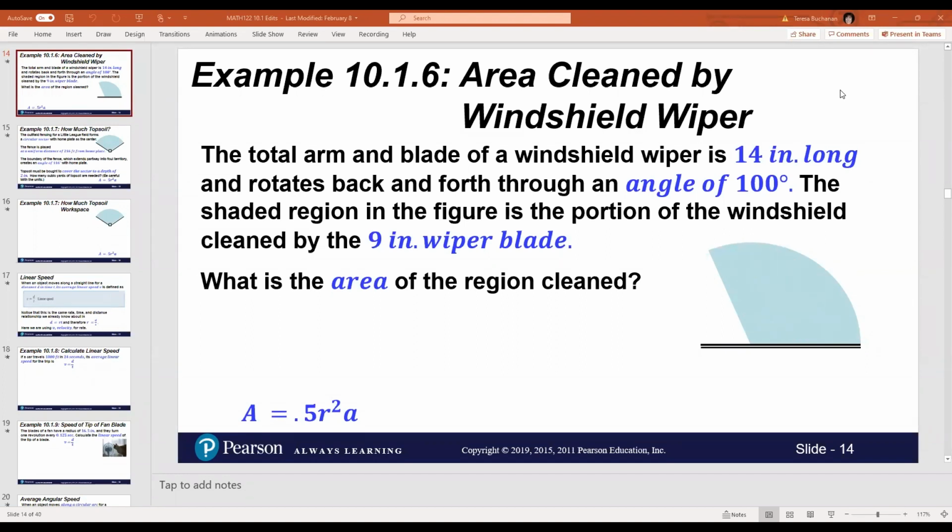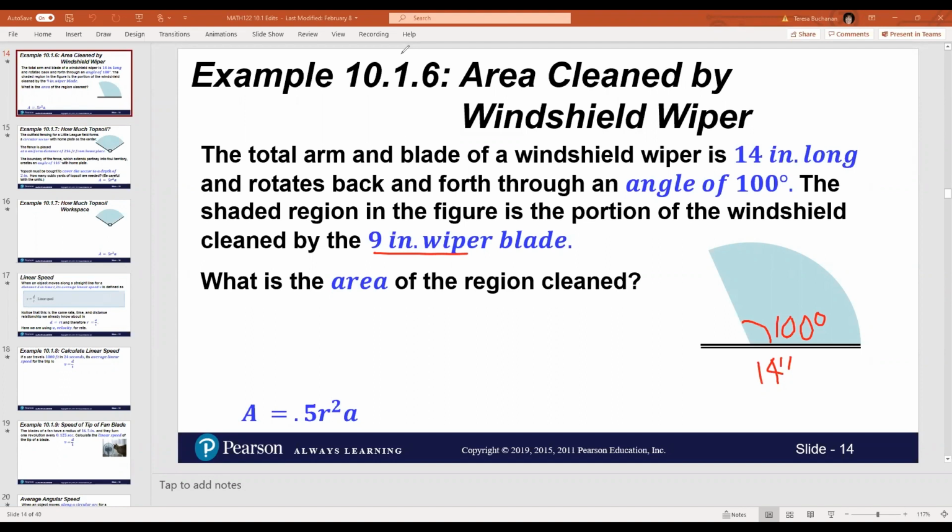So the total arm and blade of this wiper is 14 inches. That's the whole thing. It rotates back and forth for an angle of 100 degrees. Right there, this is 100 degrees. The shaded region is the portion that's being cleaned by a 9-inch wiper blade. So be careful with that.